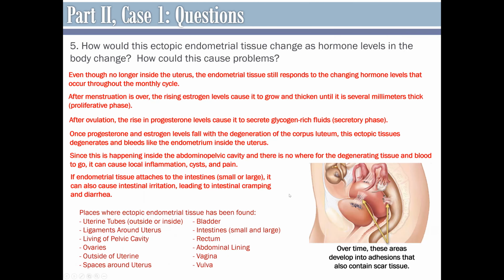So places in which ectopic endometrial tissue has been found include the uterine tubes, both inside or outside, ligaments around the uterus, the lining of the pelvic cavity, the ovaries, the outside of the uterus, in spaces around the uterus, the bladder, both intestines, the rectum, the abdominal lining, even in the vagina or the vulva.